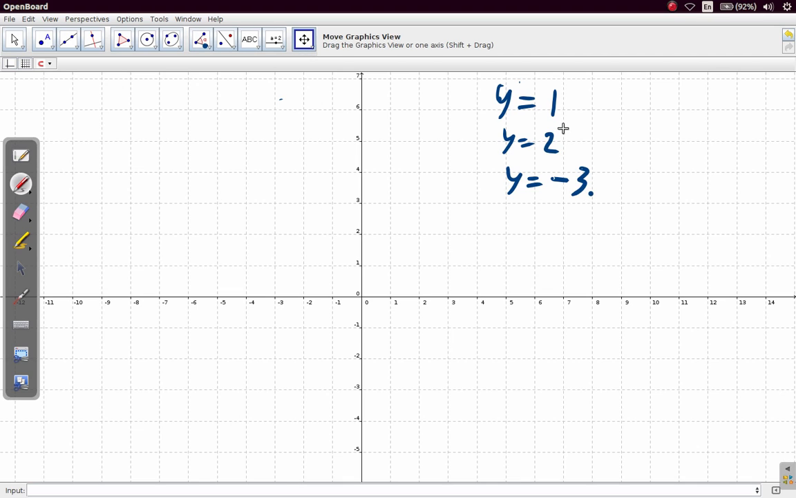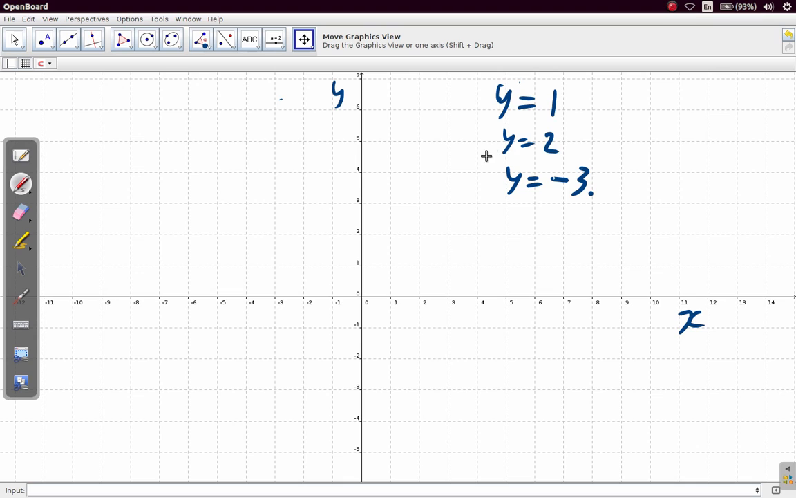Now, let's see what they look like. I said sketch because in an exam, they would ask you to sketch and not plot these lines. But let me just plot a few points first of all. When you say y equals 1, remember this is the x-axis and this is the y-axis. All right?